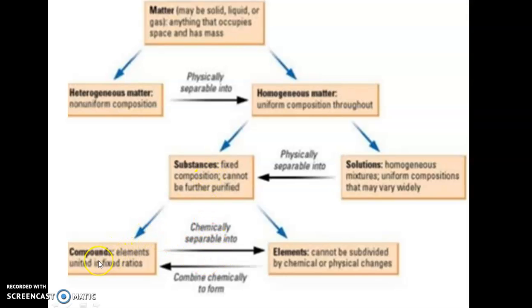Now we see compounds. What are compounds? Compounds are elements united in a fixed ratio, and they cannot be subdivided by physical changes. So compounds are chemically separated into elements, and elements are combined chemically to form compounds. So this is very basic.